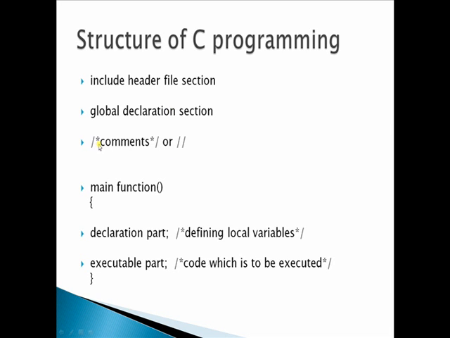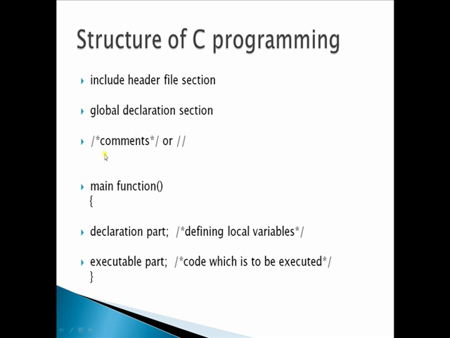Next we go for comments. Comments are used to describe a program, what you are doing. The rule for defining comments is slash followed by star and ending with star followed by slash, or double slash. Main function: this tells the compiler this is the main part of the C program.